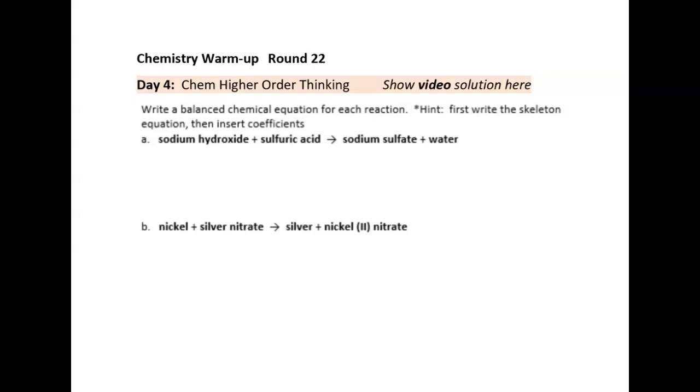Here is the answer for the day 4 warm-up. Write a balanced chemical equation for each reaction by first writing the skeletal equation and then determining the coefficients. So the first thing you have to be able to do is change the words into the symbols for the different compounds and elements. So question A, sodium hydroxide, that's NaOH.